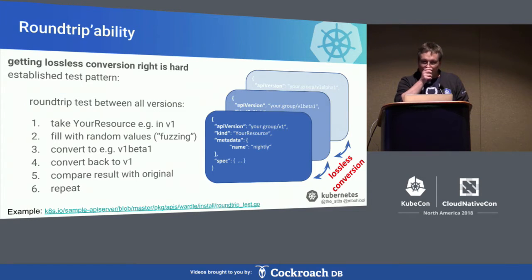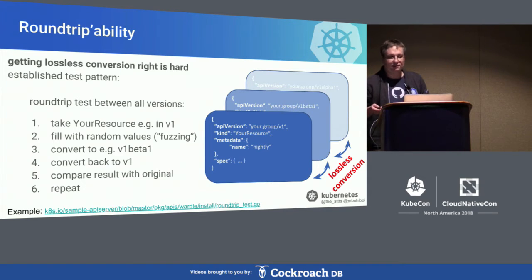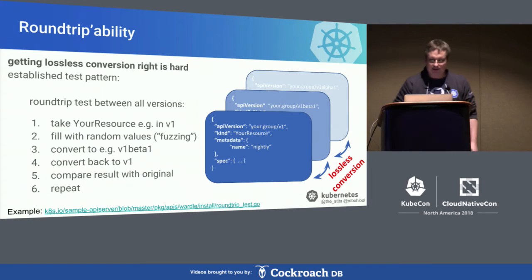The second topic about CAD is round-tripability. I showed this slide. We do round-trip tests for native resources everywhere, very heavily. On each change in the API, we run thousands of randomized conversion tests. We fill an object with random values, convert to another version via the internal version and back, and see that nothing was lost on the way. So round-tripping is very important, and we highlighted that like 10 times in the last talk.